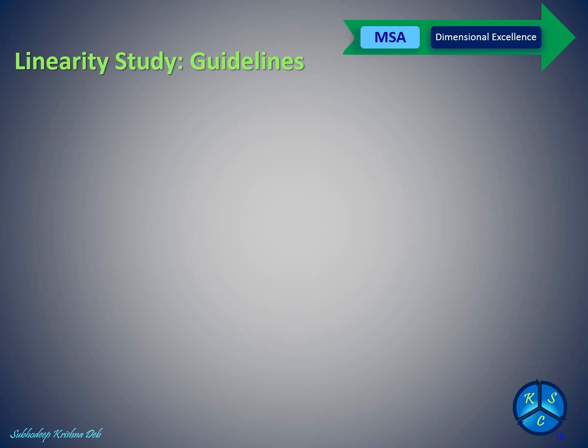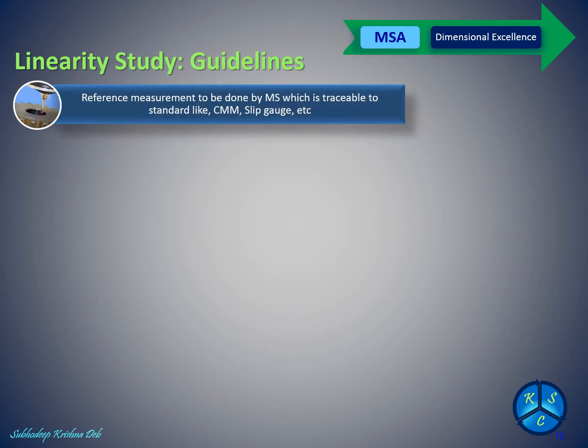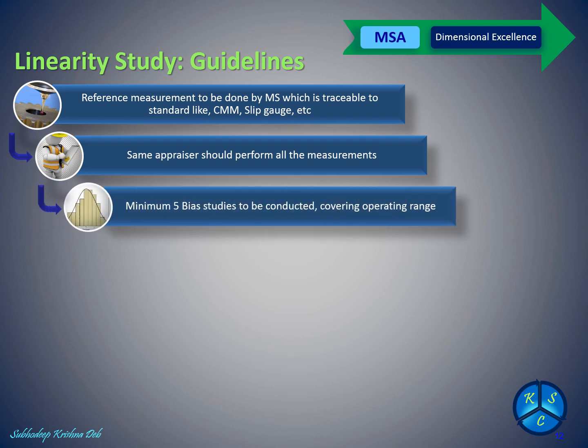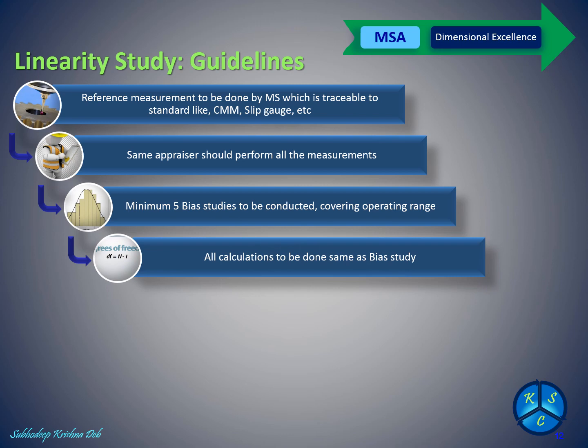Now for the linearity also, there is a set of guidelines which need to be followed strictly to get the interpretation of the study in the most effective way. So first of all, similar to the previous studies, we have to do the measurement of the reference with equipment which is traceable to the standards. Second, the same appraiser has to perform all the measurements while doing the studies across the operating range. Now for linearity, a minimum of 5 bias studies need to be conducted, since we have collected the 5 samples as I mentioned earlier, which will cover the operating range. So a minimum of 5 bias studies is required.